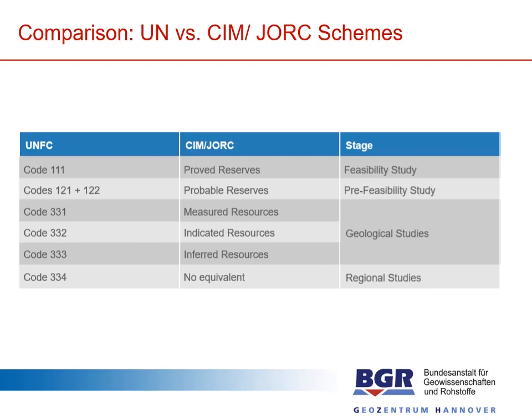When you have fulfilled a pre-feasibility study or a feasibility study, showing that it's economically extractable, then you don't have a resource but a reserve, and the code for the proved reserve is 1.1.1, and the code for a probable reserve is 1.2.1 or 1.2.2. So for mining, you need 1.1.1, 1.2.1, or 1.2.2 as a mineable reserve.